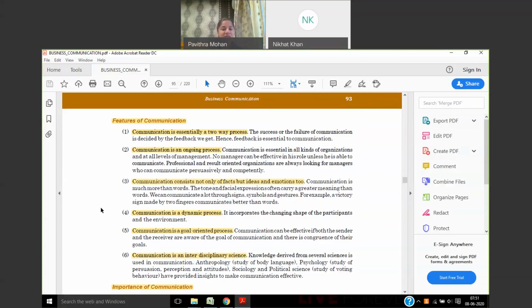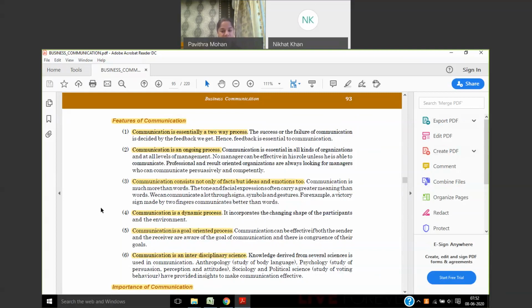The second one is psychology, the study of persuasion, perception, and attitudes. So how you react to it over a period of time, whether you are happy or whether you're not contented. Okay, so all these contents, the way you express, not just during the communication but after the class is conducted, also come into the picture.